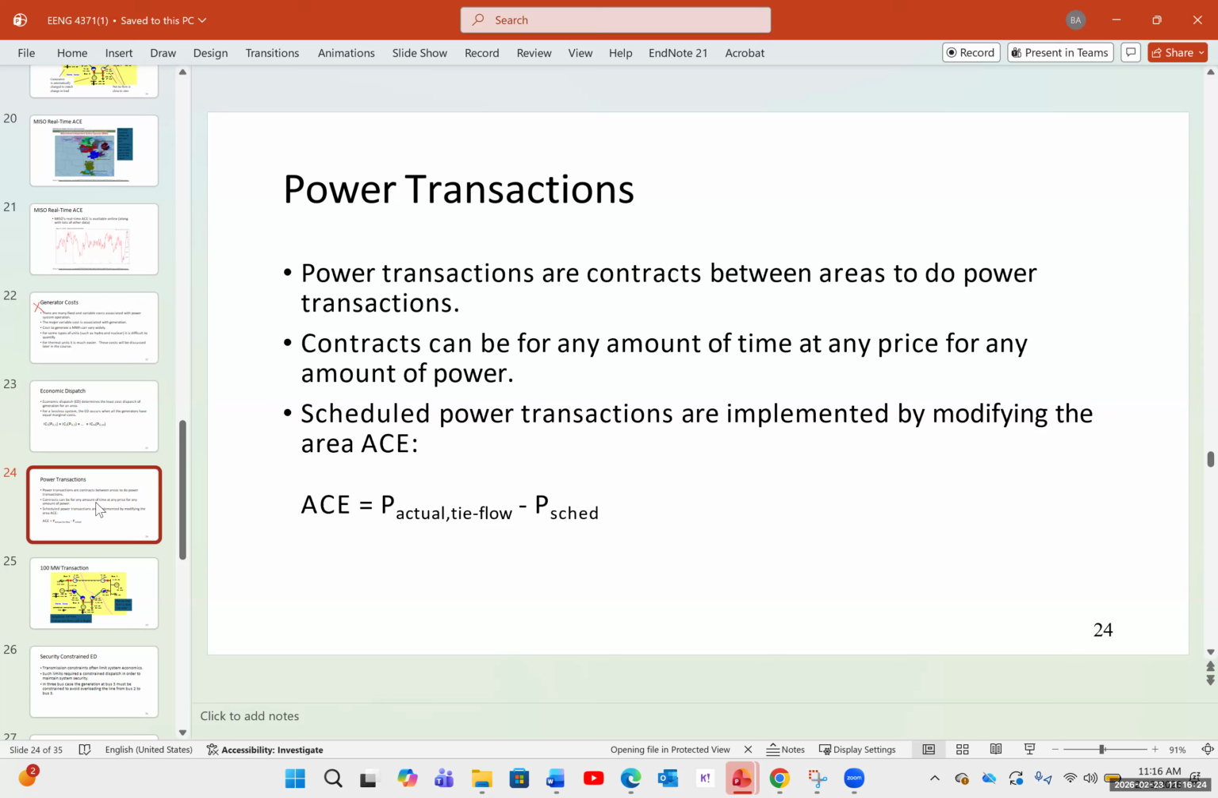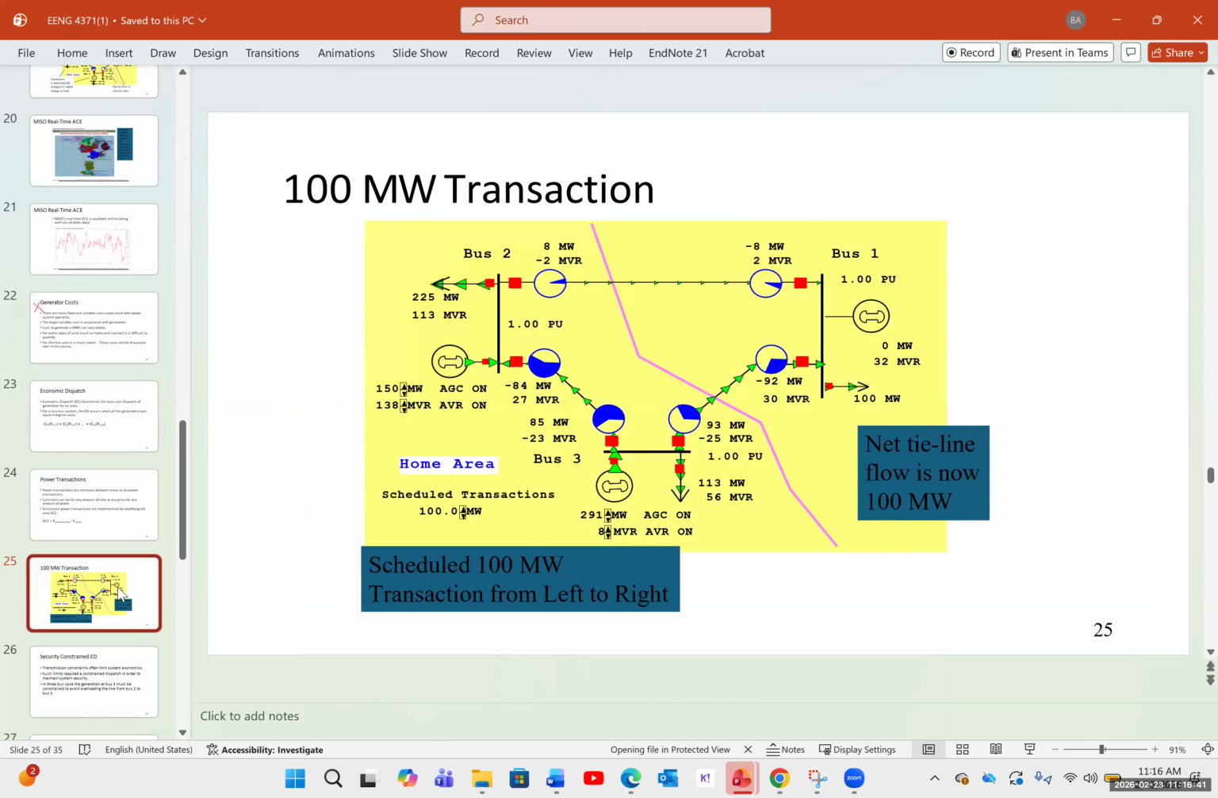The scheduled power transactions are implemented by modifying the area ACE, and the ACE is going to be equal to the actual tie flow power minus the scheduled one. Now, keep in mind some areas like Amarillo, because this has a monopoly, Xcel Energy, the price is capped and determined. They have a cost plus model, meaning they would calculate how much it costs to produce that power and put like a 15-20% profit margin on top of that. But in other areas, sometimes there's competition.